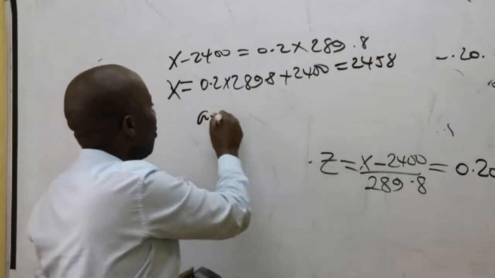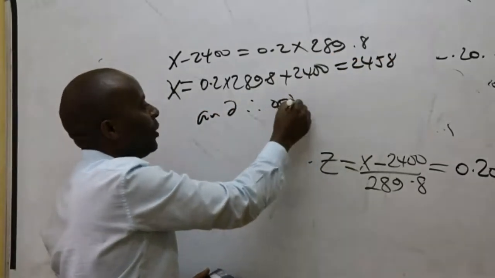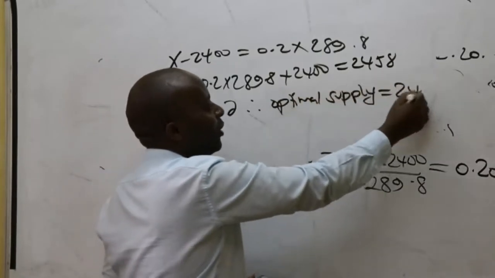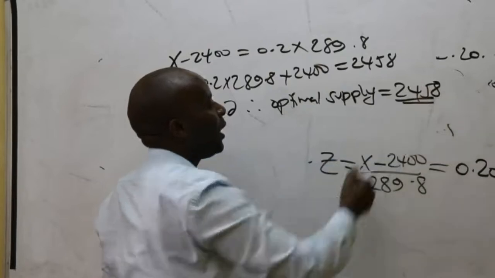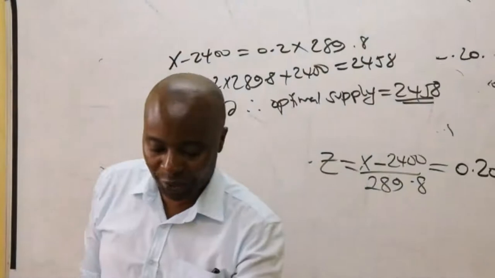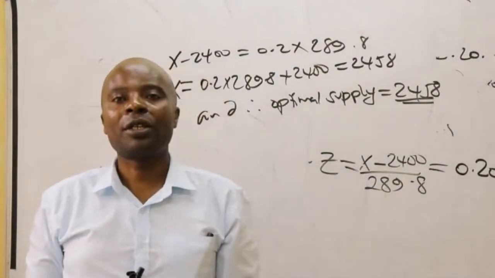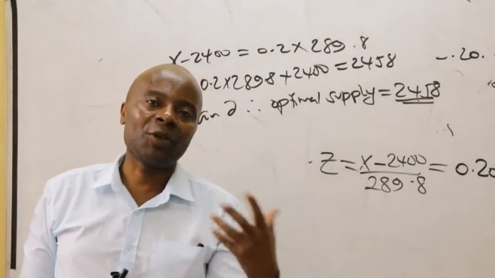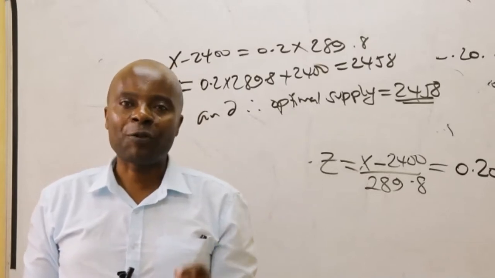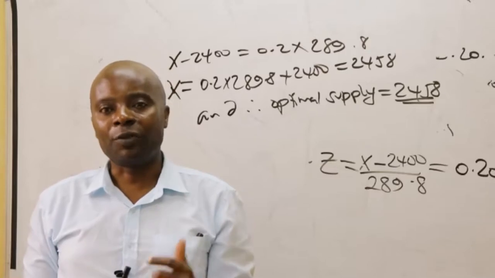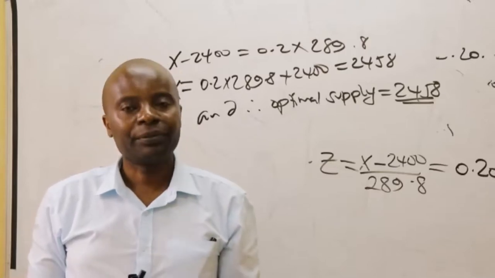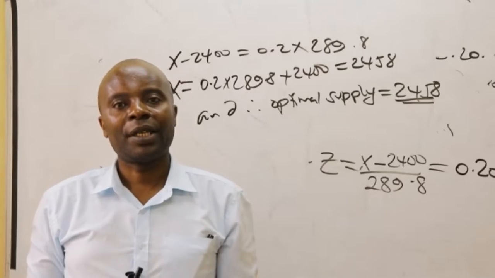And therefore, the optimal supply is 2458 units, using this formula called continuous normal probability distribution. Of course, the answers may not be exactly the same. That's why we have to be cognizant of the formula which the examiner wants us to use. Any question?